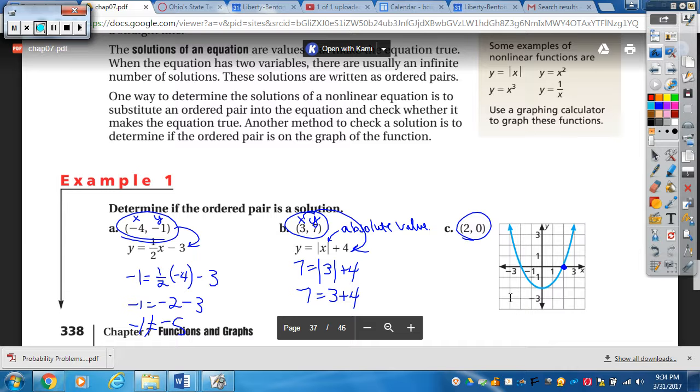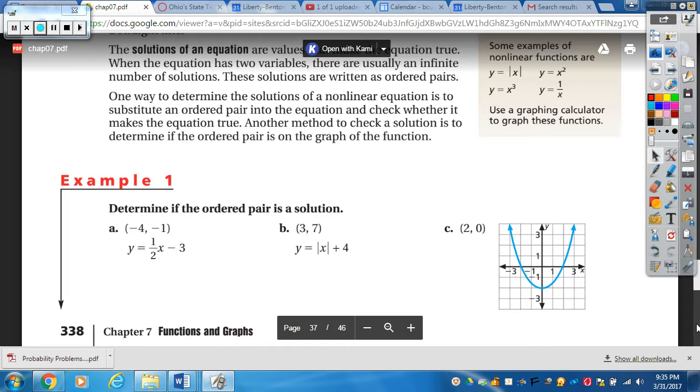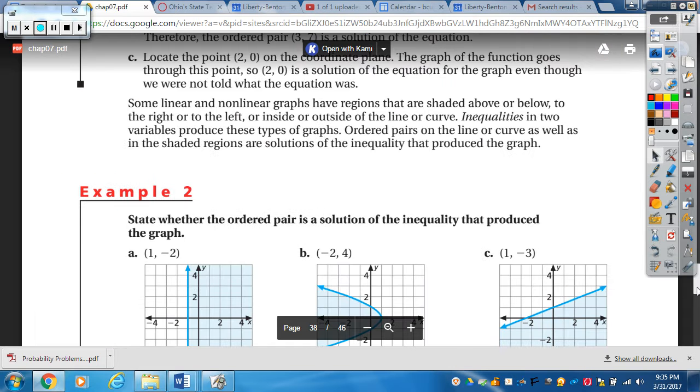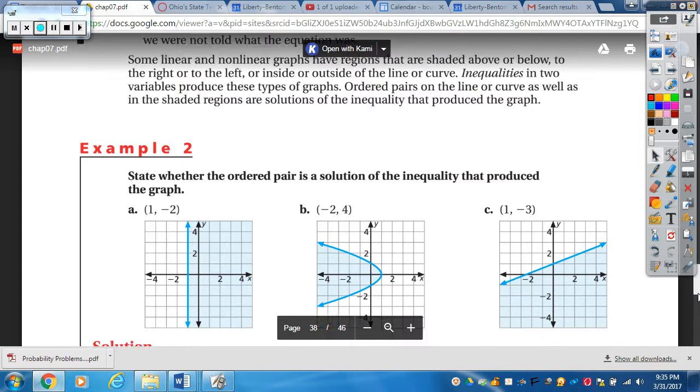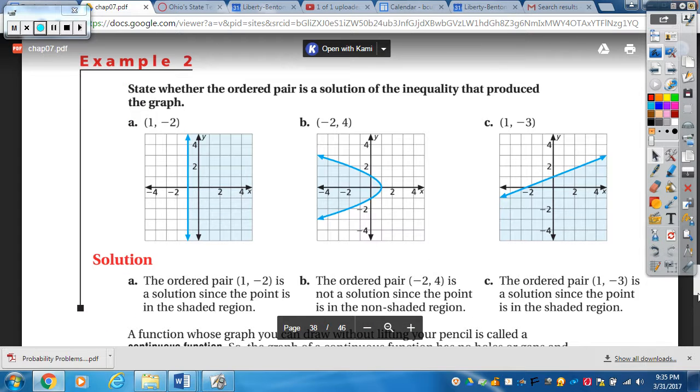So again, these are solutions if they maintain equality or are on the graph. If they're not on the graph, then they're not solutions. All right, taking a look at the next type of problem here. Let me go on down. State whether the ordered pair is a solution of the inequality that is produced.